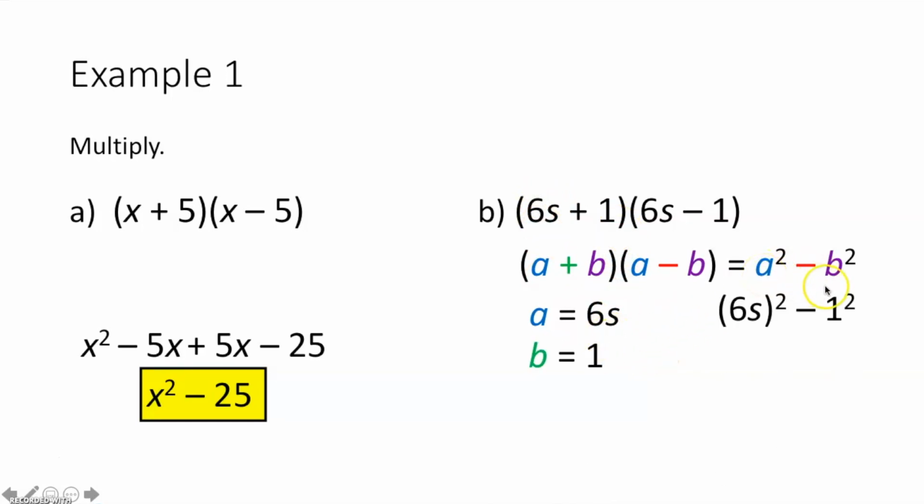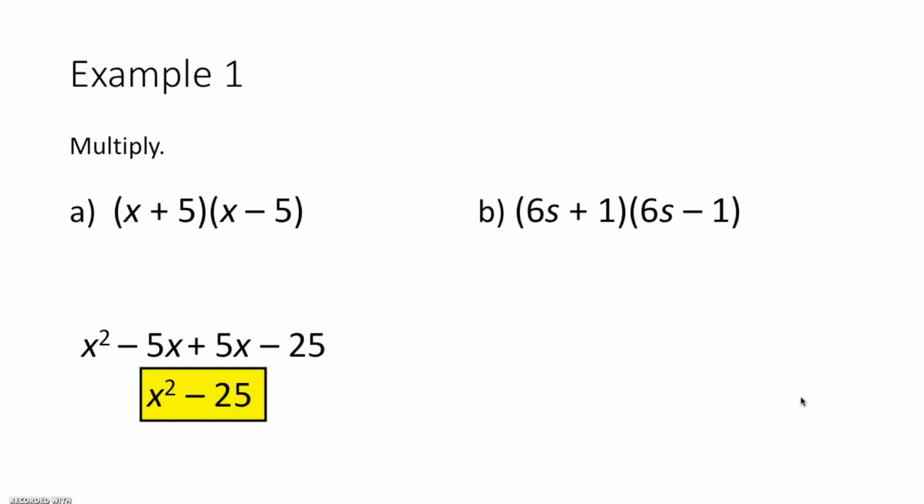6s squared minus 1 squared. Now remember, you're not just squaring the s, you're squaring the 6 also. So this is going to be 36s squared, and then 1 squared is just 1, so you're done. If you were to forget that though, just FOIL, just like you normally would.